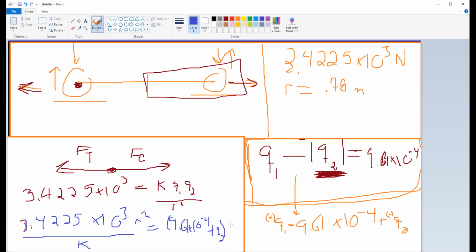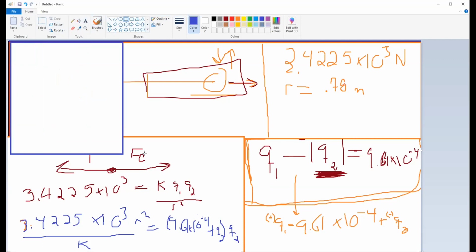And remember that this is the magnitude of Q2 that we're using. So the actual value, because we chose Q2 to be negative, is going to be a negative value. But we're only looking for the magnitude, so it doesn't matter. So let me clear up a little space, and then we will proceed to complete the problem. Here we go.